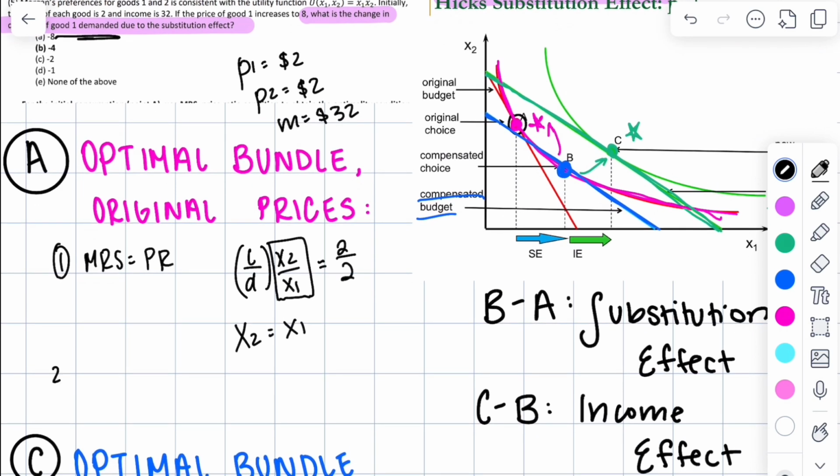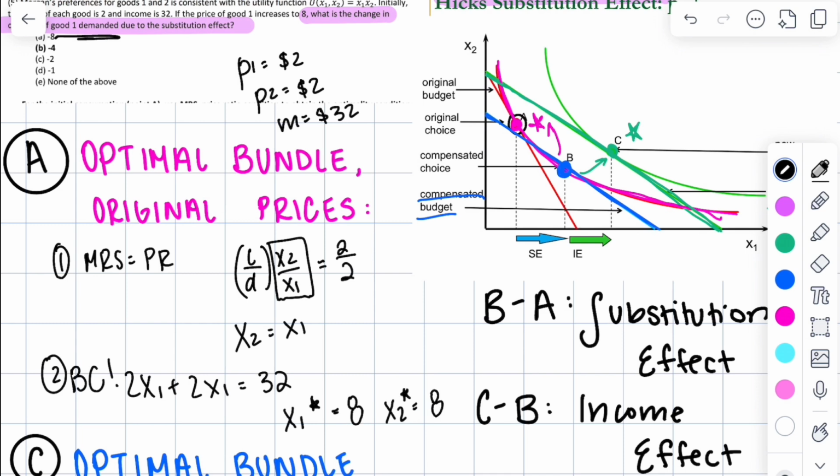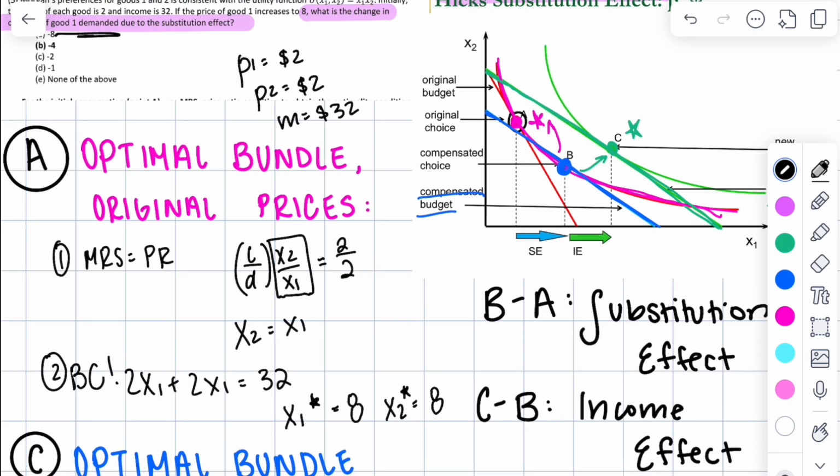Then we're going to plug into our budget constraint. If x2 and x1 are equal to one another, I'm just going to plug in x1 for both of them. So 2x1 plus 2x1 equals that 32. That's going to mean that my optimal amount of x1 is going to be 8. And since x2 equals x1, my optimal amount of x2 is also 8. So that's my optimal bundle. We've already done that at original prices.